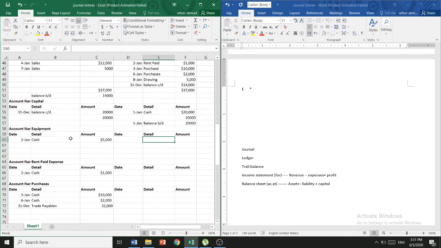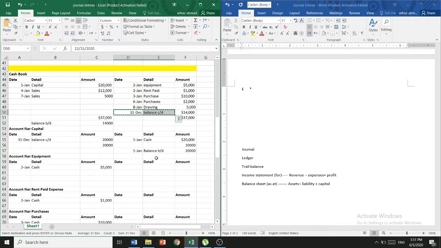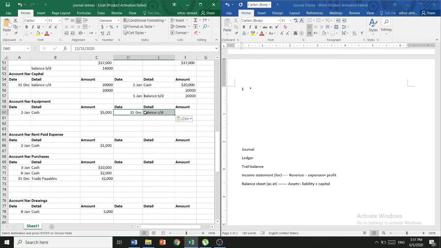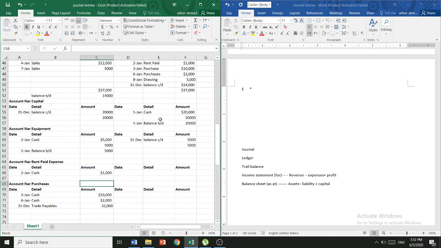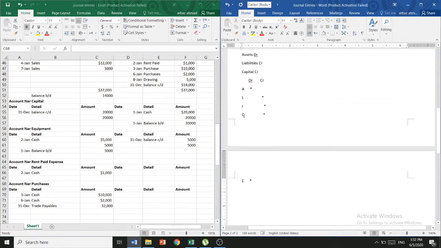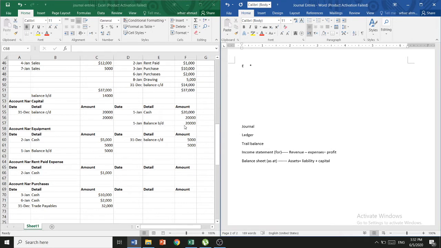Inventory is also an asset, therefore I will be doing something similar. Here the total will be 5,000. Then I will have a balance carried down of 5,000, the total of 5,000 over here, and then the balance brought down of 5,000 on the debit side. Why the debit side? Because it's an asset. Credit side for capital because it's capital, and if we look at the equation I mentioned earlier, capital is credit. That's why it has a balance on the credit side.